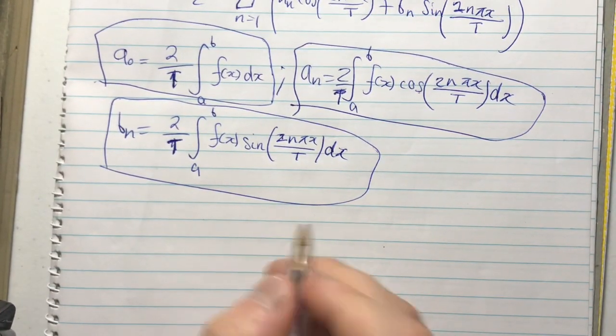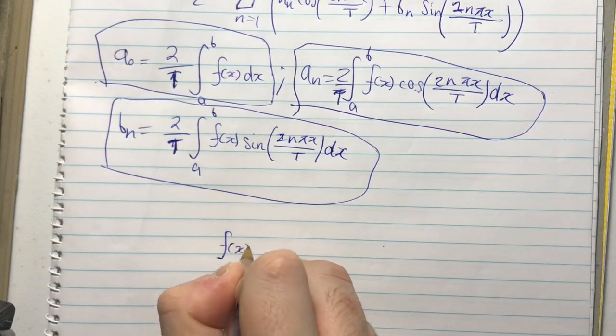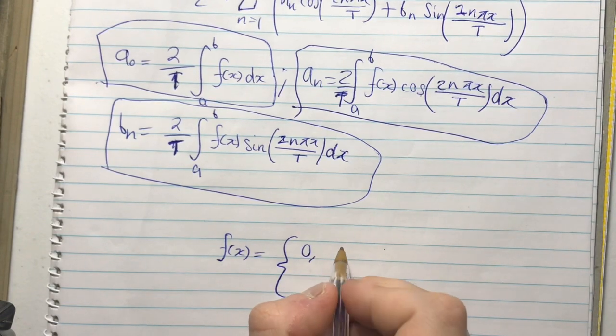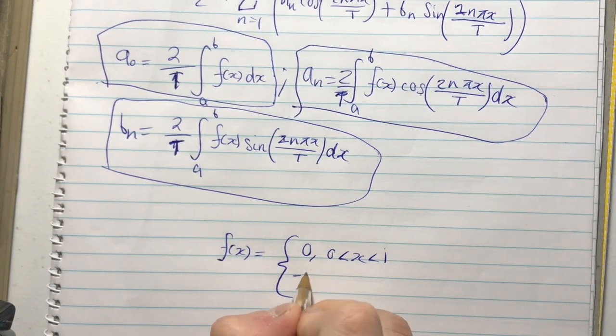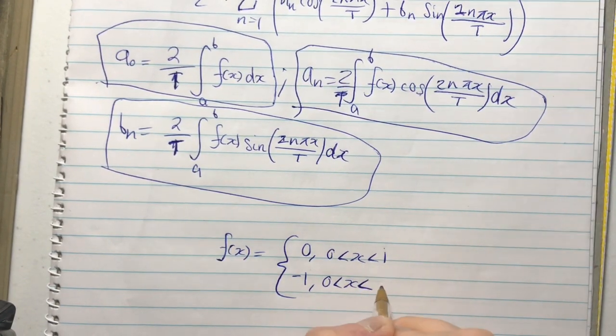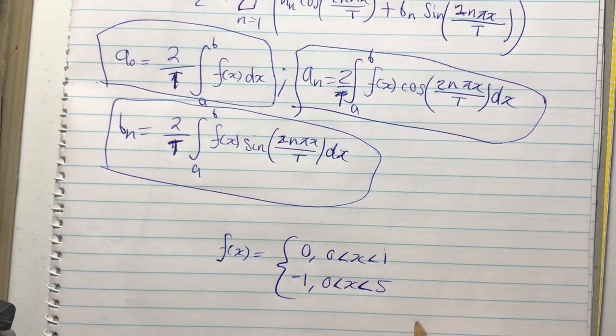Now, what do we do? Do we have a problem? So let's just say we have a piecewise function, f of x, which is equal to 0 when 0 is less than x is less than 1, and minus 1 when 1 is less than x is less than 5 or something. Who knows? It doesn't matter. So we have this function.